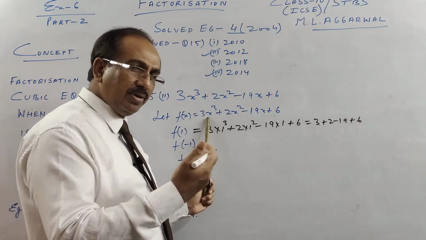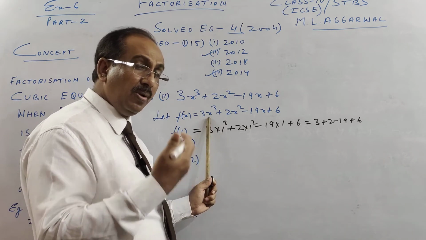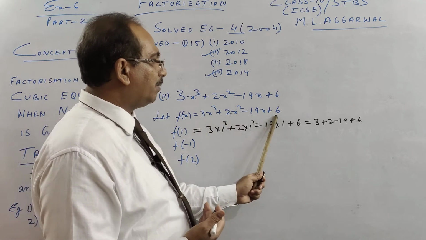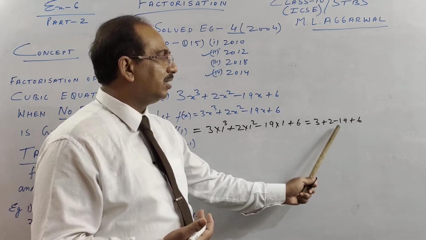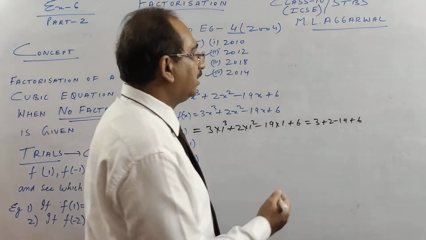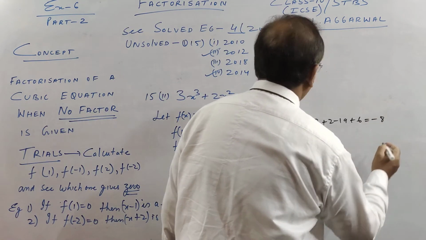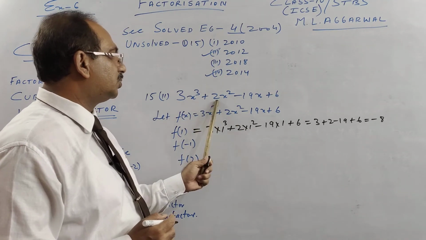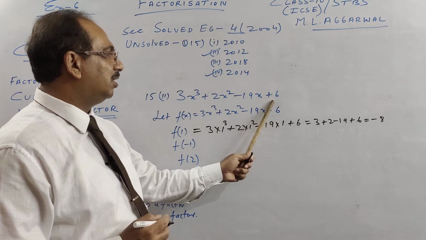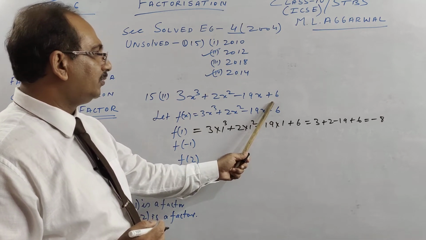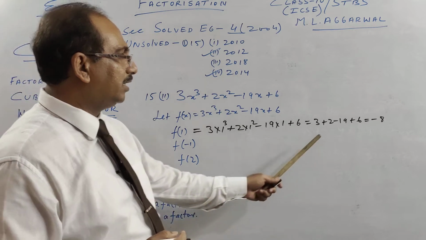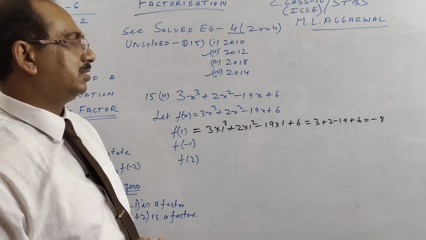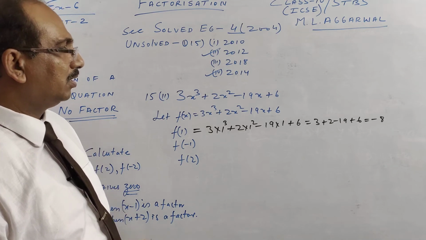So directly you can see, mentally also, if you do a lot of mental calculation, your work will be faster and better. 3 plus 2, 5, 5 plus 6, 11, 11 minus 19 will be minus 8. So for x, we simply add the coefficients. 3 plus 2, 5 plus 6, 11. 11 from minus 19, you will get minus 8.